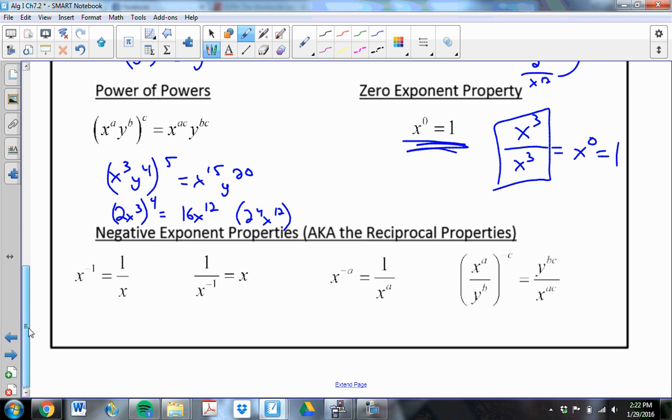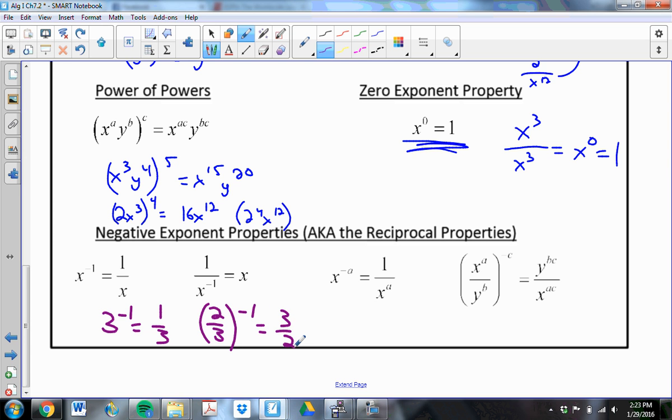Those are all ones that, for the most part, we're familiar with and should be able to handle. It's the negative powers that start to cause people problems. A negative power is really doing a reciprocal. It's taking a fraction and flipping it over. So if I have 3 to the negative 1, that's really 1/3. Or 2/3, all to the negative 1, is 3 over 2.